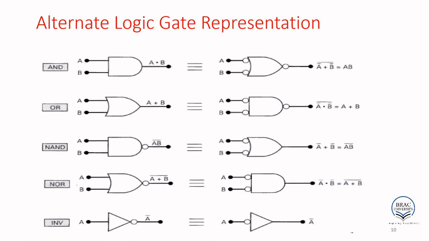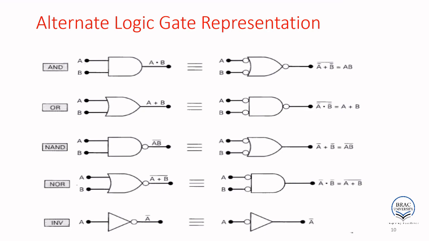For the NAND gate, just put the bubbles. Input A doesn't have a bubble, put a bubble here. B doesn't have a bubble, put a bubble here. And the output has a bubble, so take off that bubble. That's it. The output at the NAND gate is A B prime. So here it becomes this OR gate. So A prime plus B prime, which is basically A dot B whole prime.